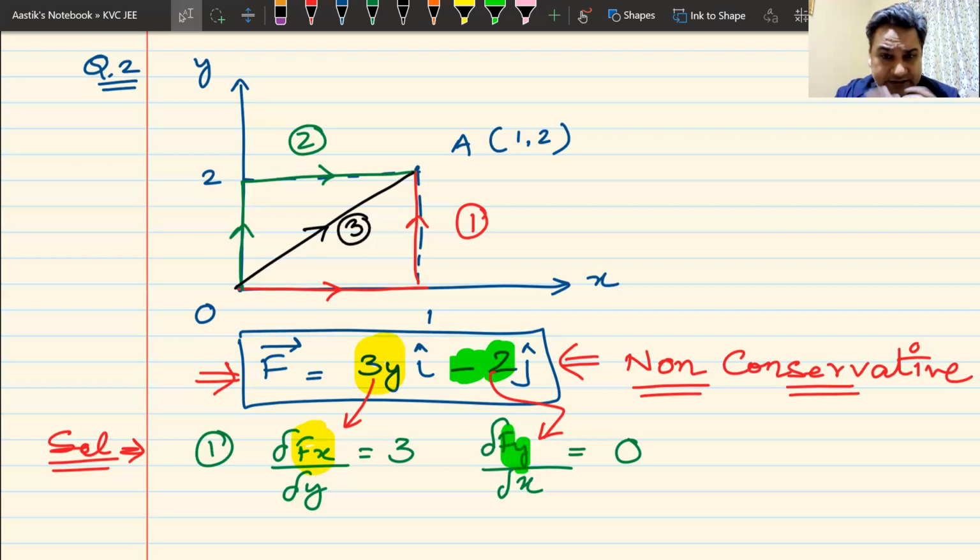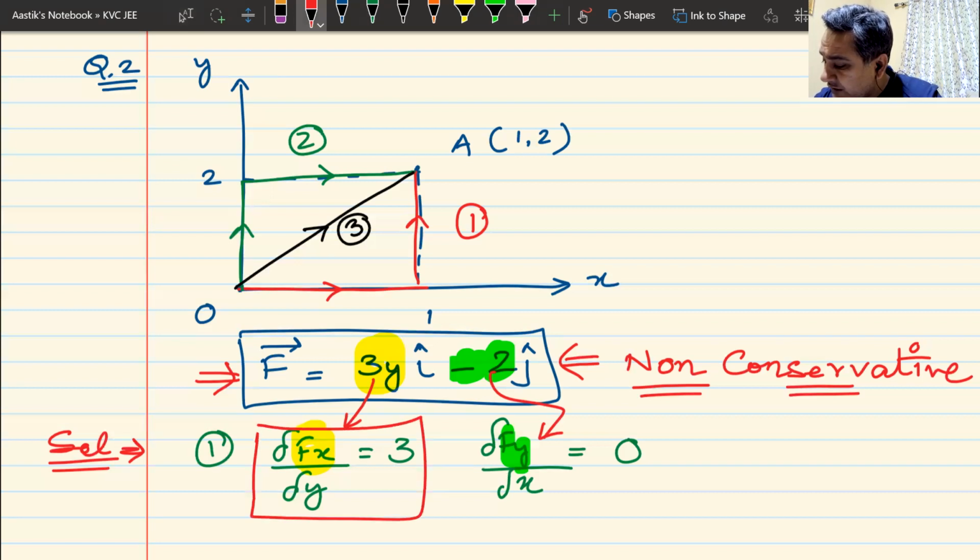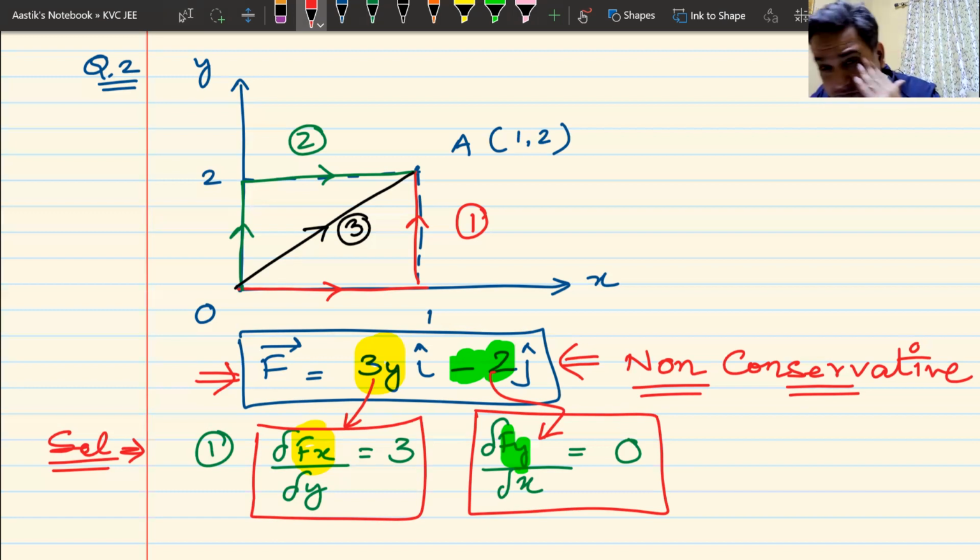Now, when we did the test for conservative forces, we found out that del fx by del y, which you can see here, was equal to 3, and del fy by del x was 0. Both were not equal, and that is why the force became a non-conservative force. So I had given you 5 options. What is the work done in part number 1, part number 2, part number 3? Will all the work done be same, or will all of the work done be different?